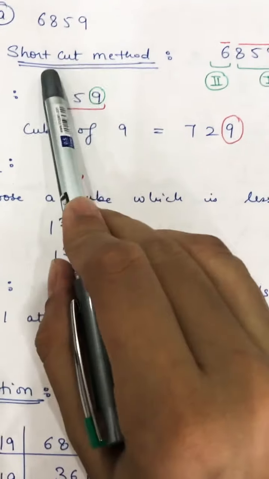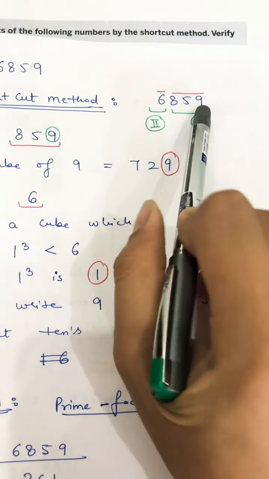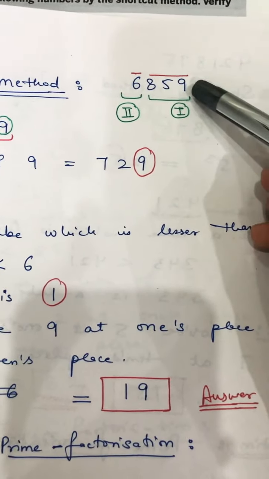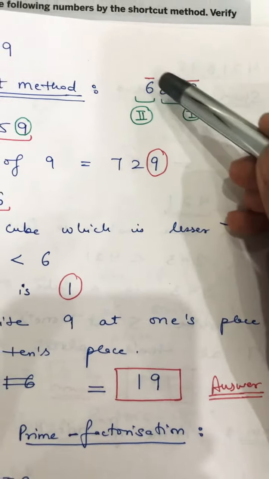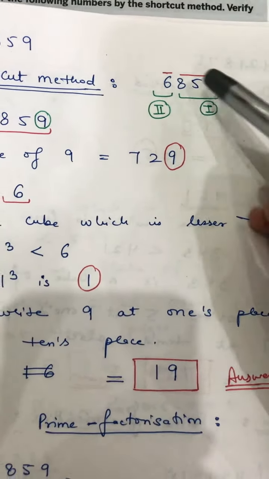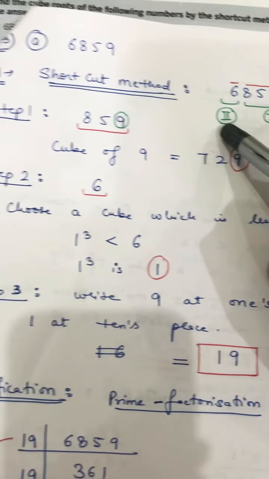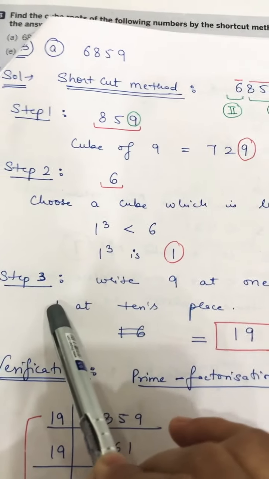In this shortcut method you have to take this 6859 and start making groups. From the last digit you have to take 3 digits and put a bar over them, and whatever digits are left, put a bar on those digits. So this first bar is your first group, the second bar is the second group. Now there are 3 steps in the shortcut method.